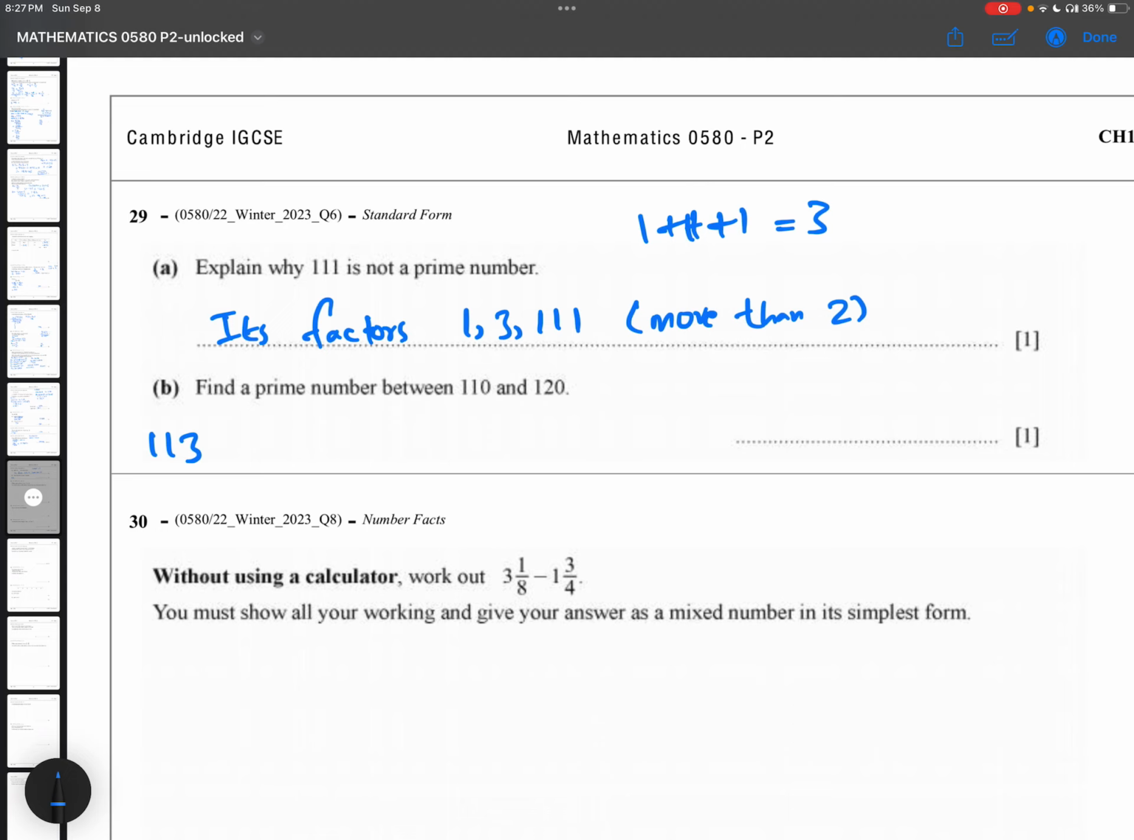So after 113, we have 114, that's even, not a prime. 115, again not a prime. 116, again not a prime. 117 comes in the table of 3. 118, an even number. And 119, if I divide 119 by 7, I will get 17. So 119 does come in the table of 7, so it's not a prime as well. So 113 is the only prime number.